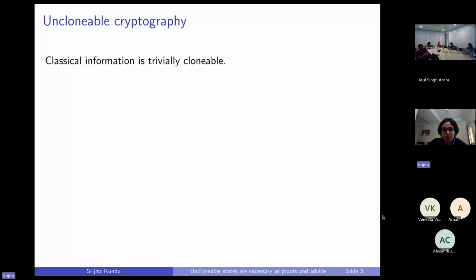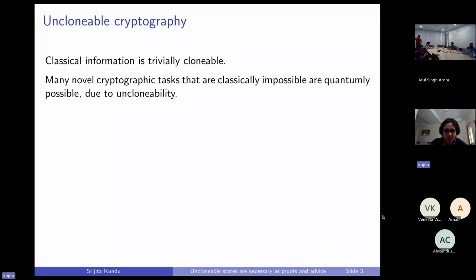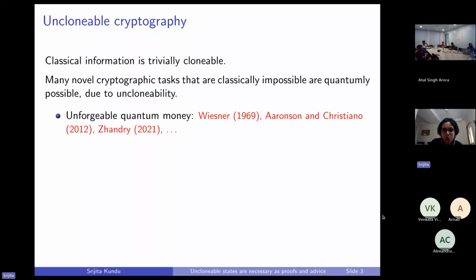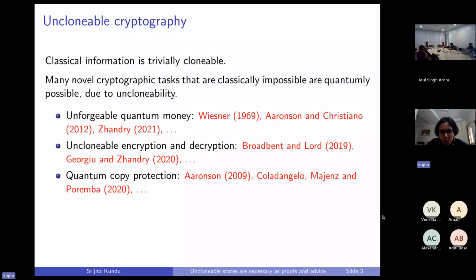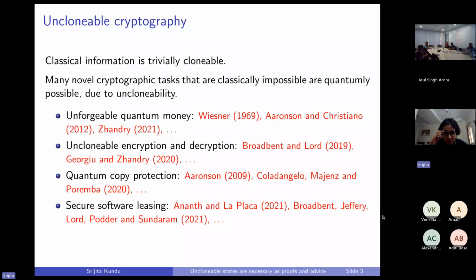So this unclonability property separates classical information from quantum information, because classical information is always trivially clonable, and this property is very useful in cryptography. Many novel cryptographic tasks that are completely impossible classically are possible quantumly due to unclonability. Examples are unforgeable quantum money, which was proposed by Wiesner even before the no-cloning theorem was written down, and then there were subsequent developments by Aaronson and Christiano, Zhandry, and others, too many to list. There are also primitives like unclonable encryption and decryption, quantum copy protection, quantum secure software leasing, and so on.